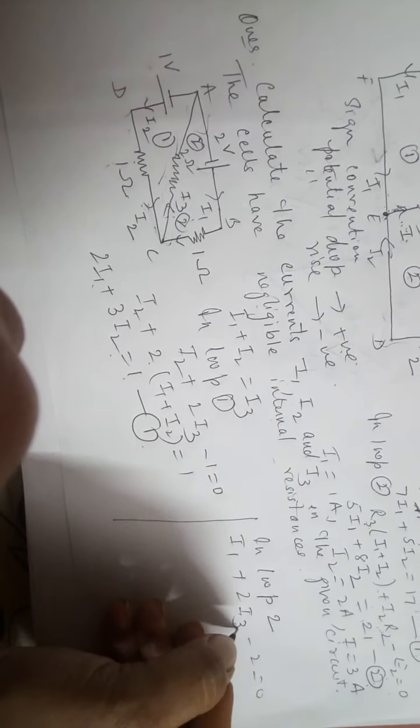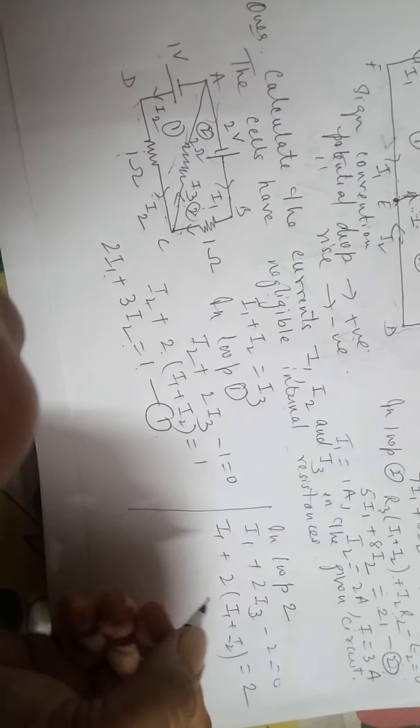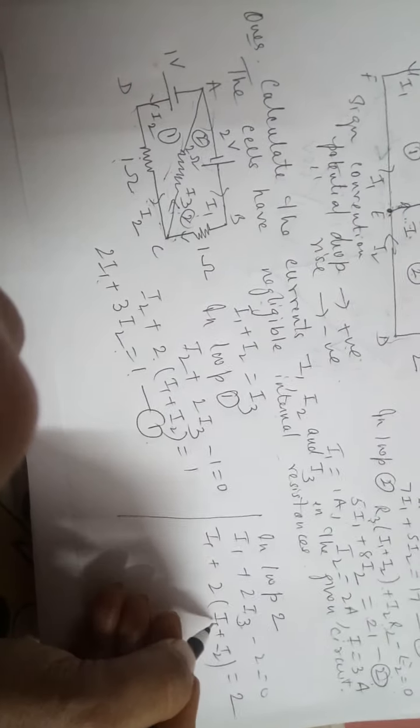So again substituting the value of I3, I1 plus twice of I1 plus I2 is equals to 2. If we just solve, we get 2 I1 plus I1, 3 I1 plus 2 I2 is equals to 2.